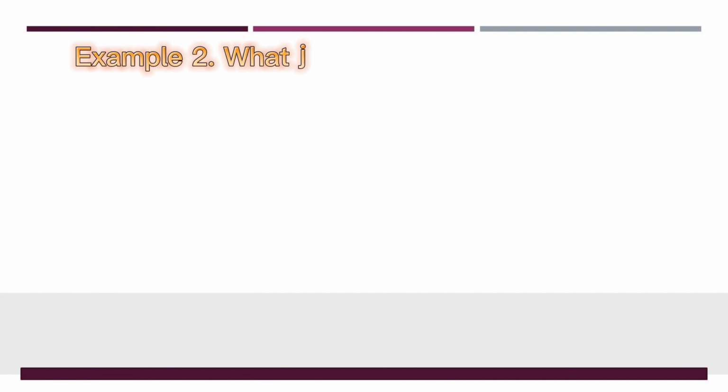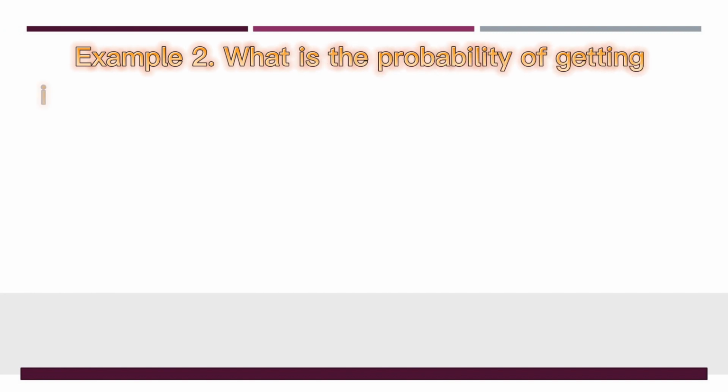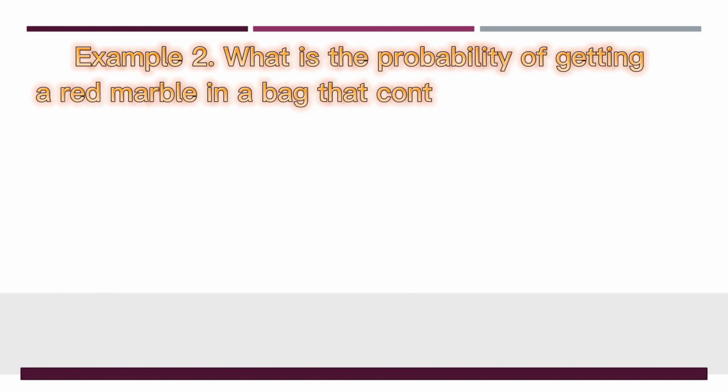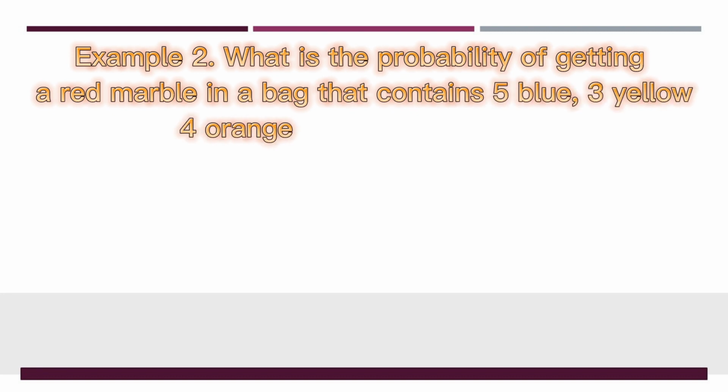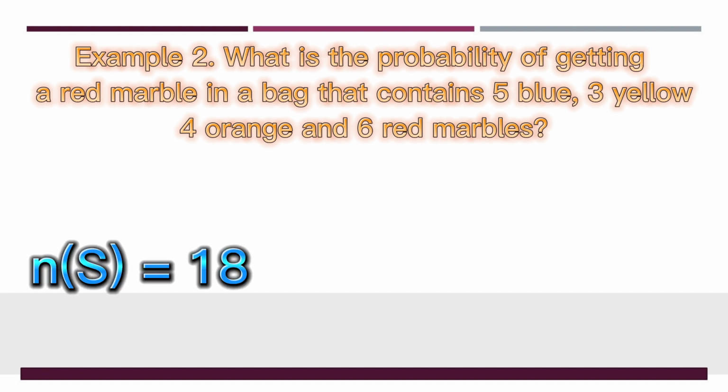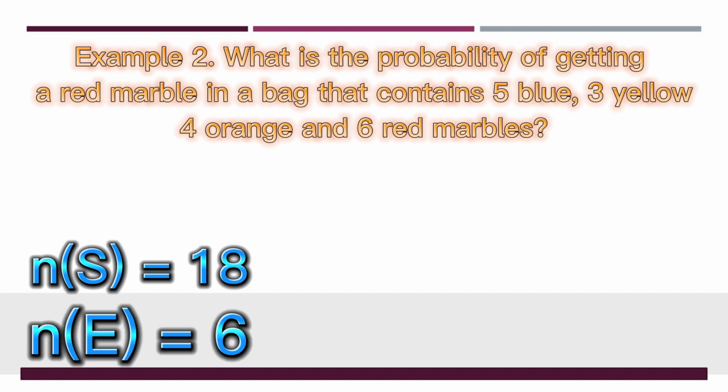This time, let us have example number 2. What is the probability of getting a red marble in a bag that contains 5 blue, 3 yellow, 4 orange, and 6 red marbles? First, let us identify the total number of the sample space. In this case, these are all the colored marbles. Since there are 5 blue, 3 yellow, 4 orange, and 6 red, there are a total of 18 marbles. Next, let us identify the number of outcomes in the event of getting a red marble, and that would be 6, since there are 6 red marbles.